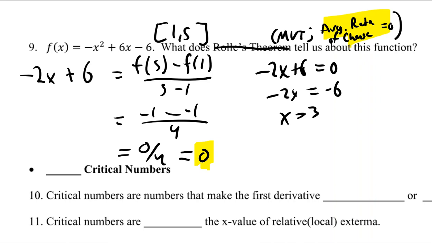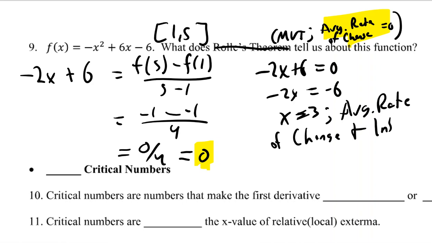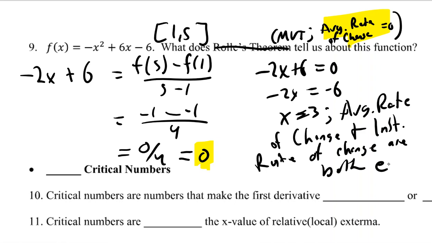So for this question, I'd say at x equals 3, Rolle's theorem is telling us that the average rate of change and instantaneous rate of change are both 0.